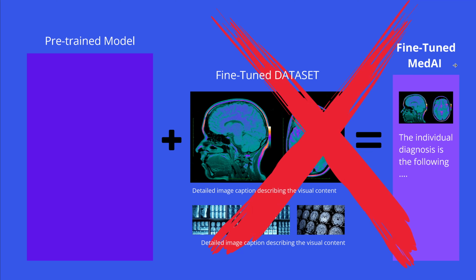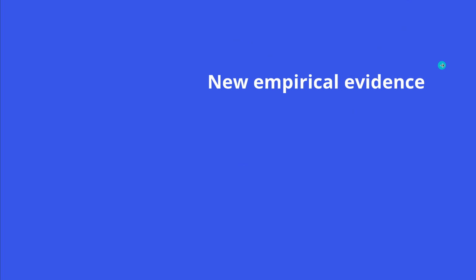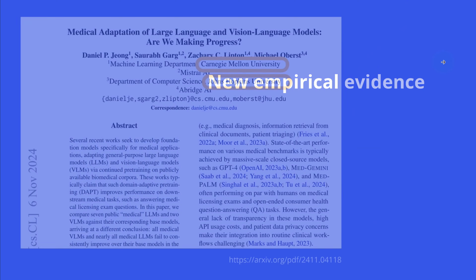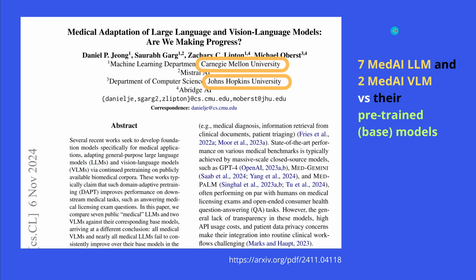And you might say, hey, wait a minute, are you sure? Well, we have new empirical evidence from publications. And here, November 6th, we have a beautiful publication from Carnegie Mellon University and Johns Hopkins University. And they talk about the medical adaptation of large language models and vision language models. And they ask, are we making progress? If they ask you this question, you understand immediately what they're talking about.